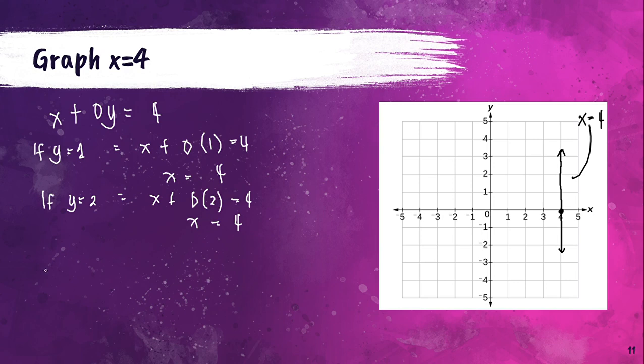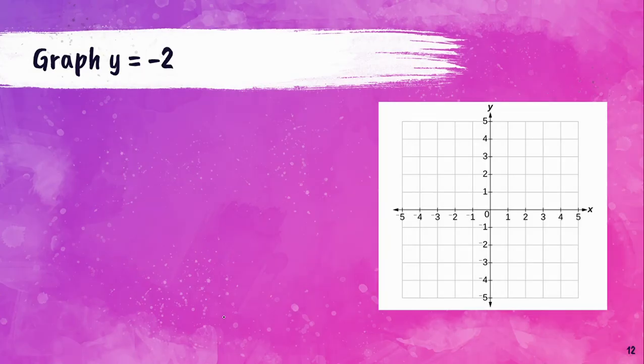I'll be writing it over here. So the graph of x is equal to 4 is a vertical line, a vertical line passing through 4, 0. Okay, next, let's have y is equal to negative 2.